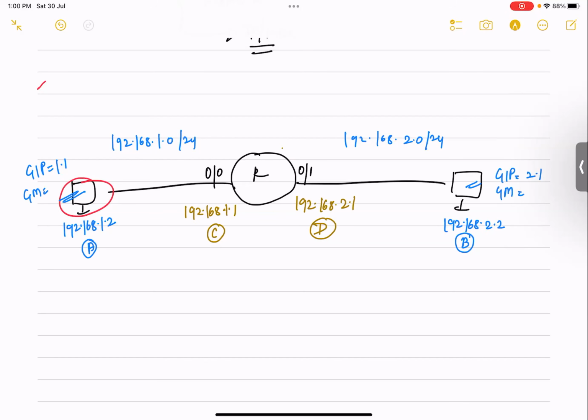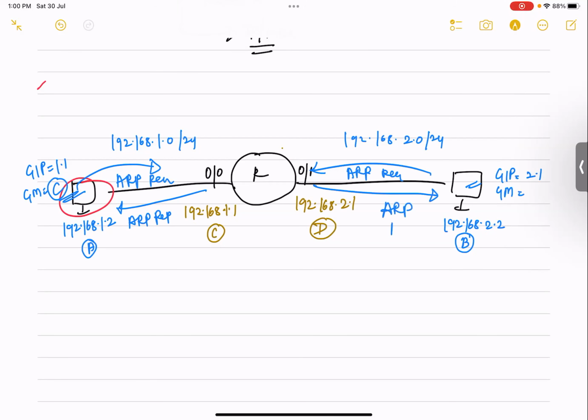No. So if this user doesn't have the gateway MAC, which message will it forward? ARP request. And the router will forward which message? ARP reply. So this user will get the gateway MAC, C. Same thing, this user will forward the ARP request, and the router will forward the ARP reply, and it will get D as the MAC address. Very good.